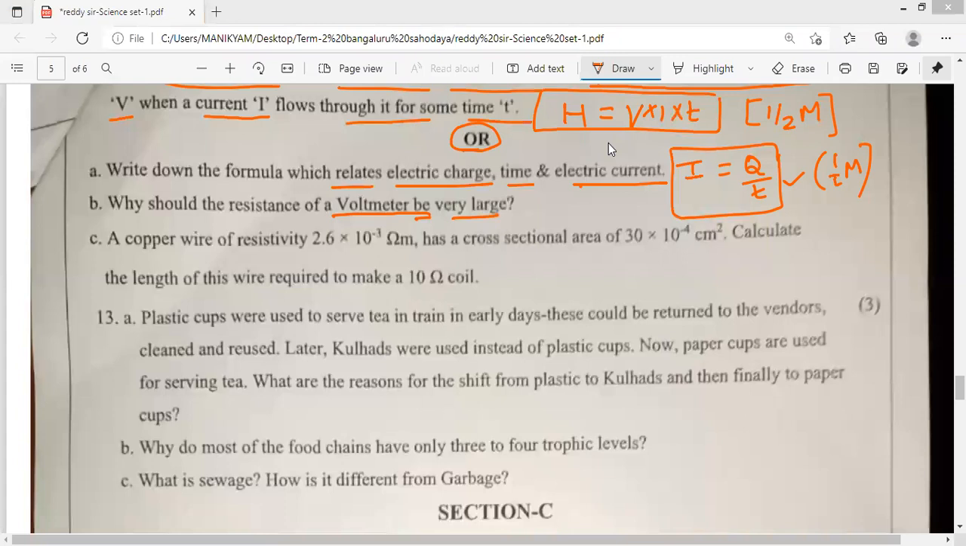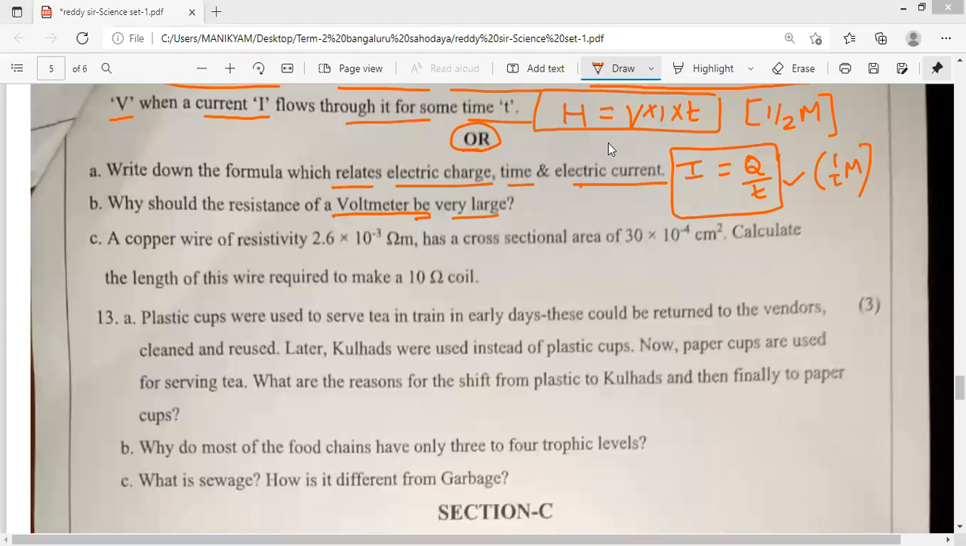One more answer is there, because no current passes through that. Understanding? It does not allow current to pass through it, because if the current passes through that, then it will also consume some current, so that the maximum amount of current passing in the circuit cannot be measured. Do you understand, everyone? That is the reason. So that is what you have to write.